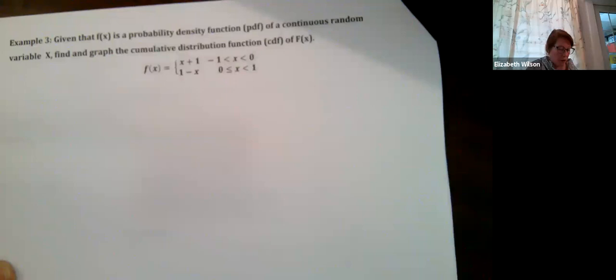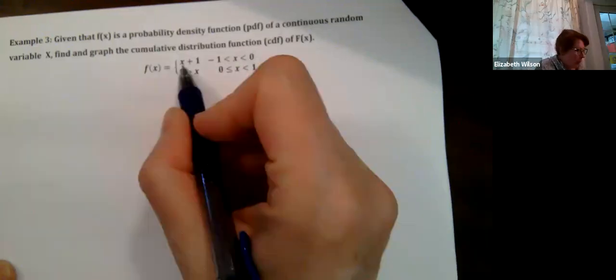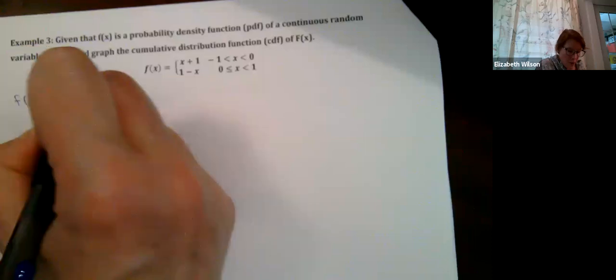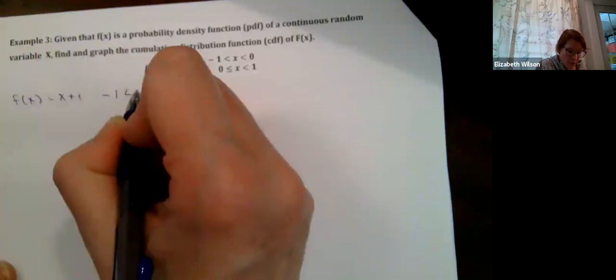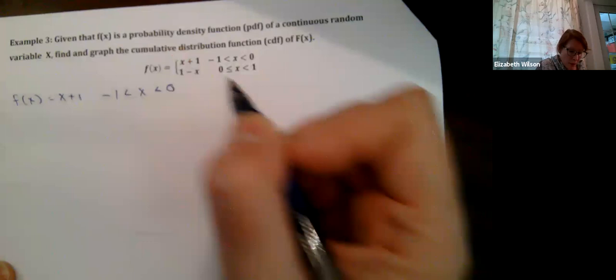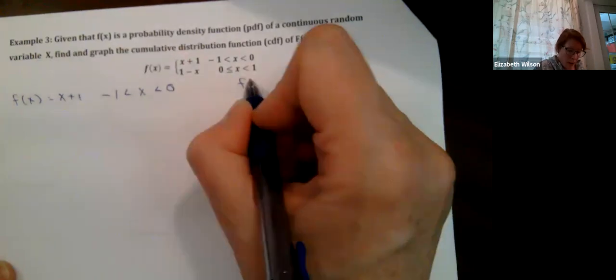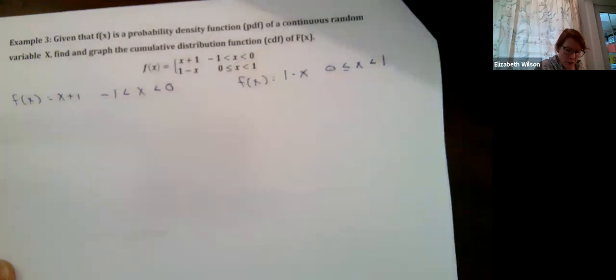So I've got two functions here, right? I'll just write them down here. One of them is x plus 1, and that's when x is between -1 and 0. And then we have another one, 1 minus x, when x is between 0 and 1. Okay, so like I say, I like to graph things out.